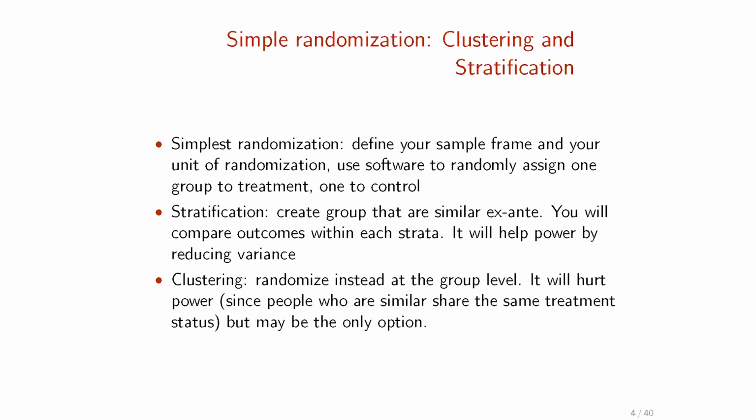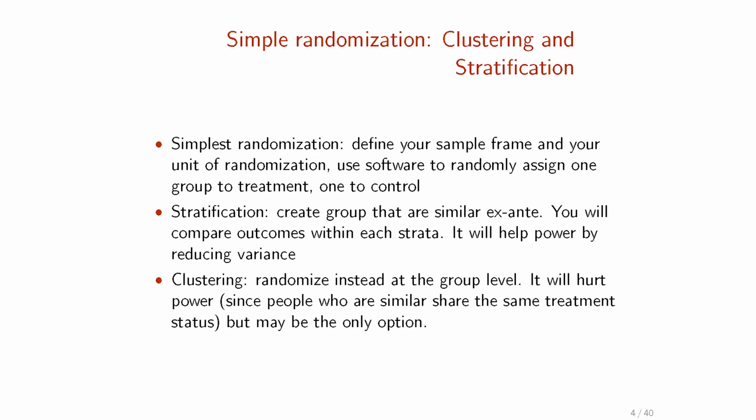So the easiest way to randomize, of course, when you can, is simply to do a simple, completely randomized experiment. Take a population of eligible people, that's your sample frame. Your unit of randomization could be people, households, etc. Then use the software, in your office, to randomly assign one group to treatment, one group to control, or maybe you have several treatment groups. So that's the easiest thing.